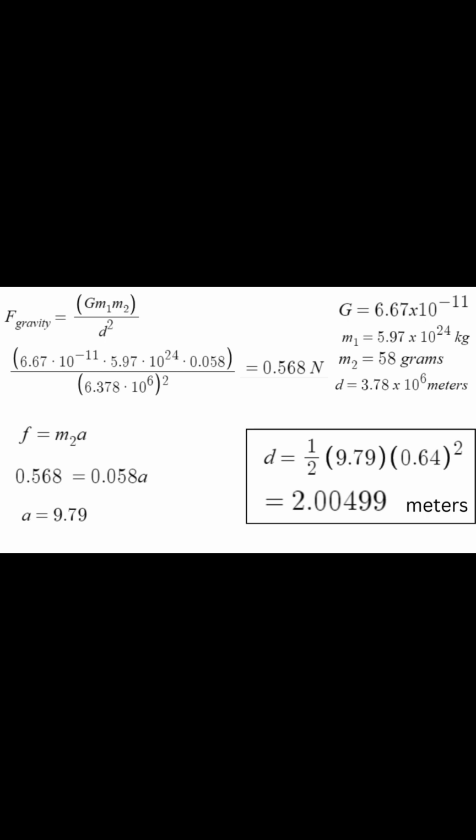But if we put that back into our displacement equation, where displacement is equal to 1/2 the acceleration times the time squared, we get back our 2 meters, actually fairly precisely, which is, again, pretty good for the experiment that we're doing.